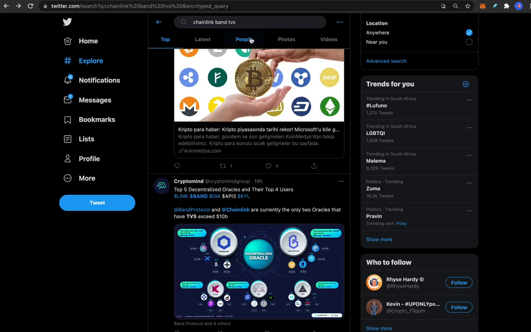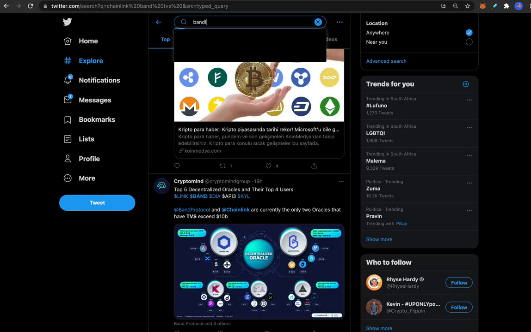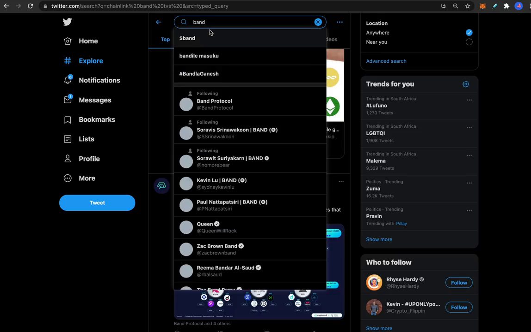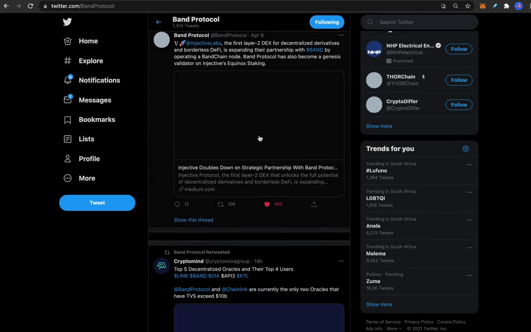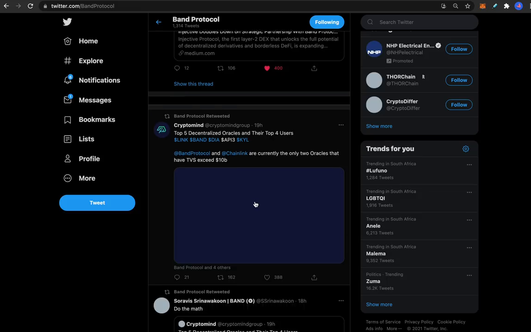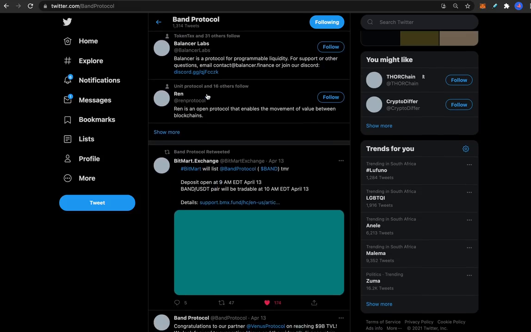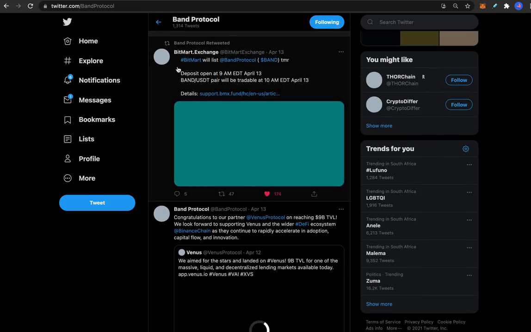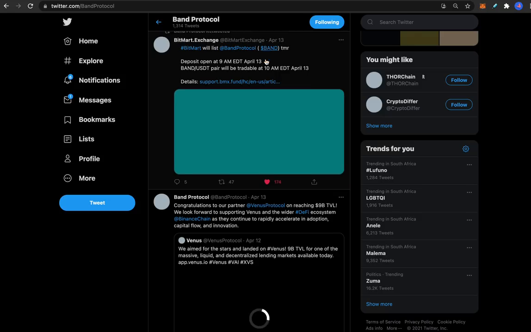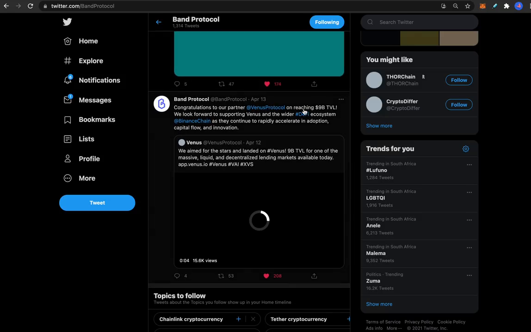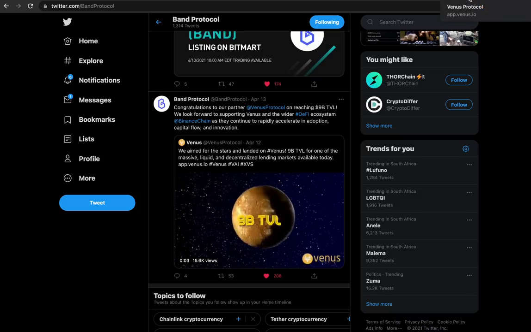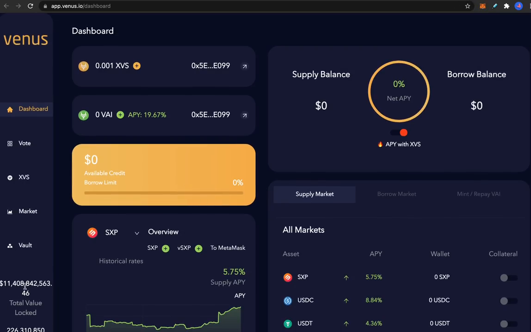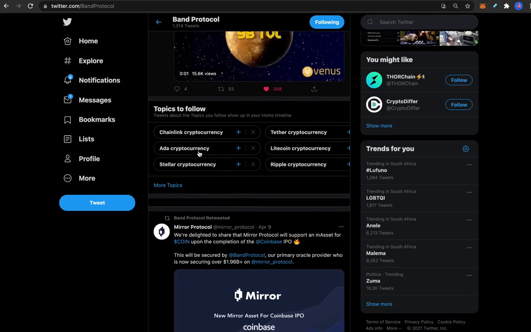Band Protocol. And if you actually take a look at the Band Protocol Twitter, you can almost see a new partnership almost every single week. So looking at here, Bitmart just listed Band Protocol on April 13th, yesterday. Venus Protocol just reached $9 billion total value locked. That was April 13th, but if you actually go to Venus, it's now $11 billion already. So that's already gone up there.